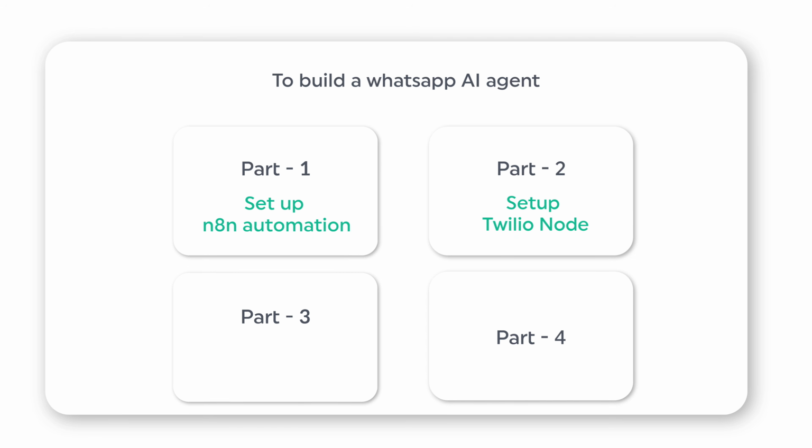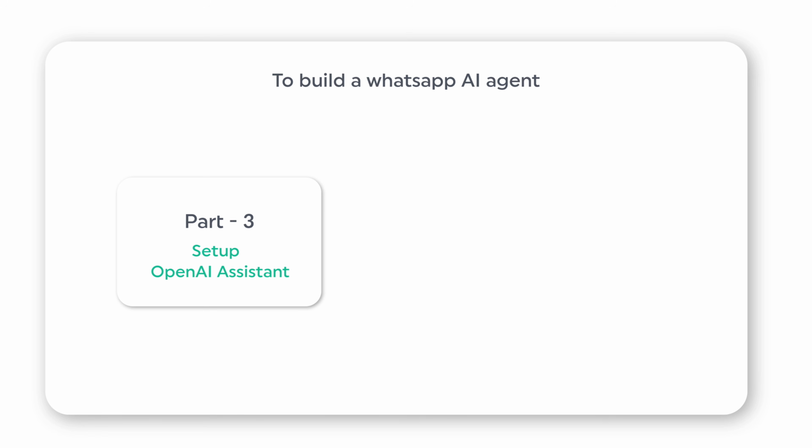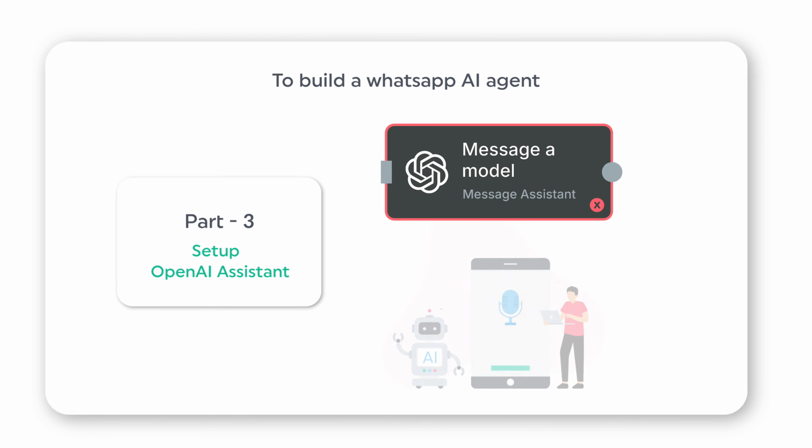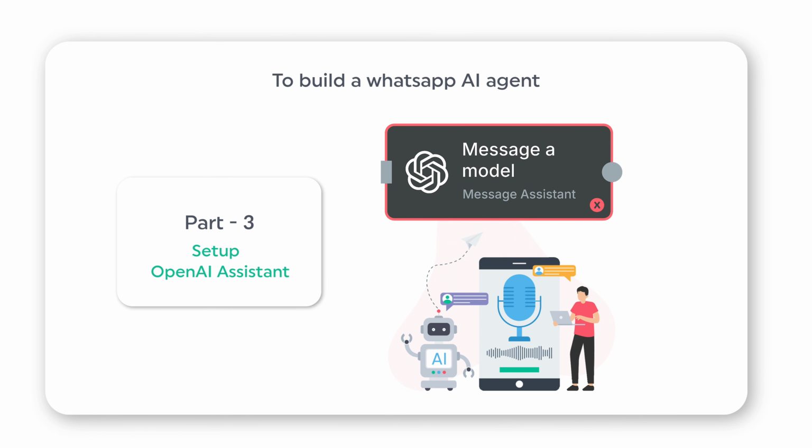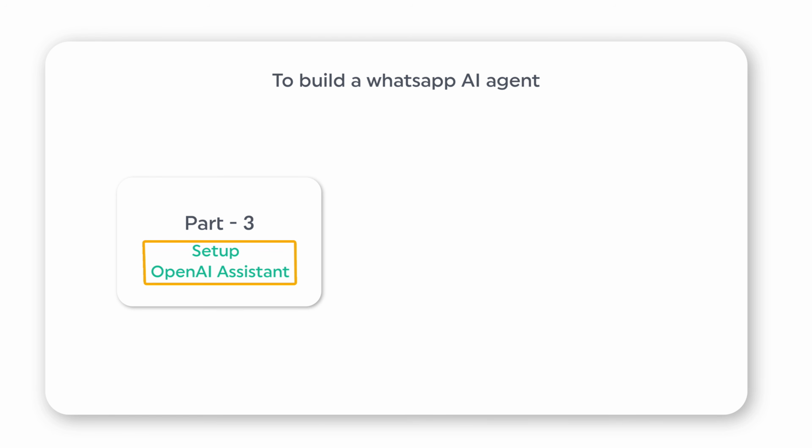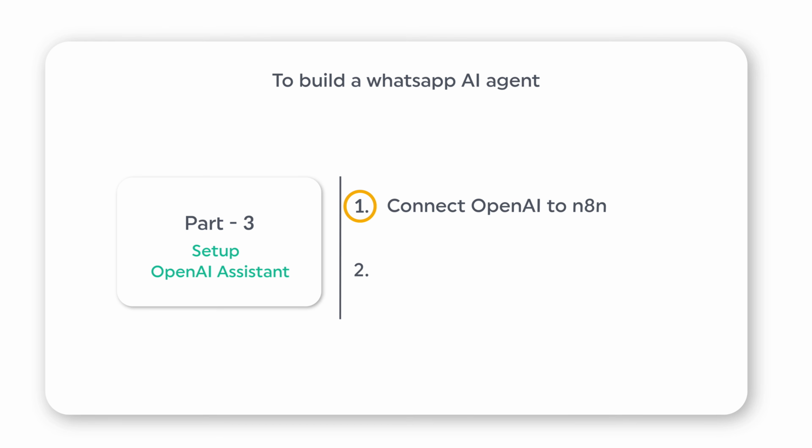Next, let's go to the third part of the video, which is to set up the OpenAI assistant. OpenAI assistant is used to understand the customer's message and generate a proper response, which then gets delivered through WhatsApp. So to set up the OpenAI assistant, we're going to do 2 steps. The first step is to connect OpenAI to N8N.